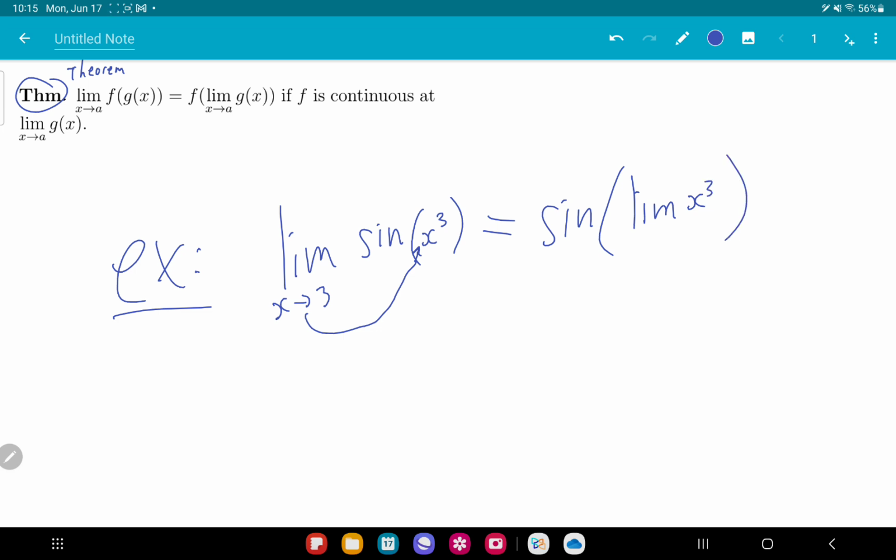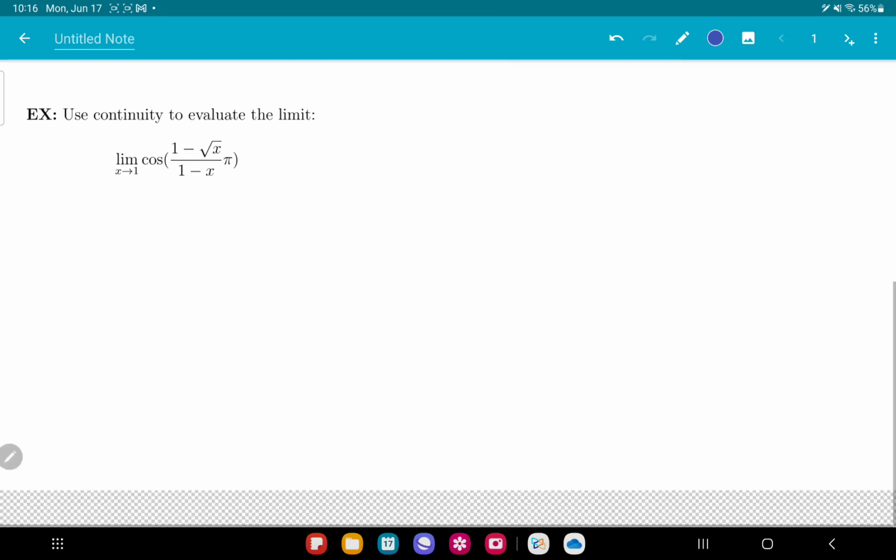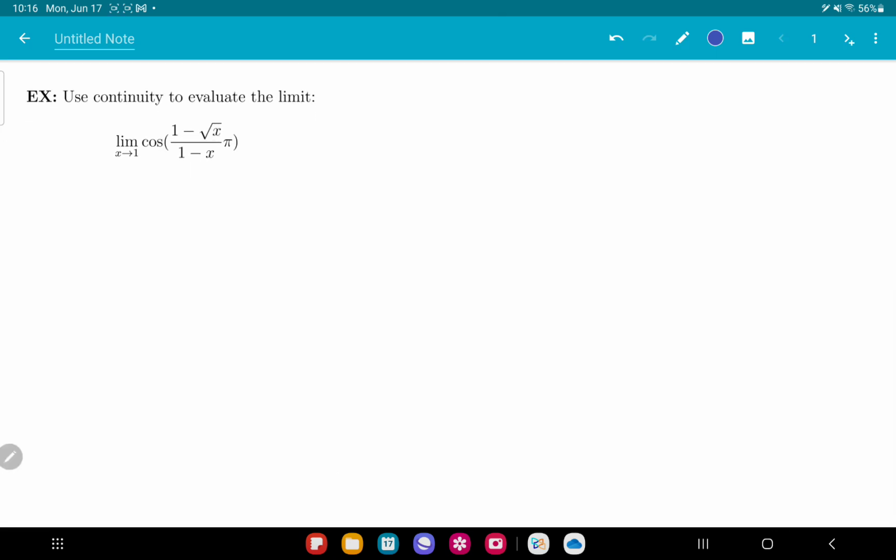So we can move that limit inside as long as, well, the outside function is continuous at this value. So implied here is that this number actually exists. So this limit exists, meaning it's a real number. Okay, so let's do a full example to see how this works in practice. So pause and copy this example.